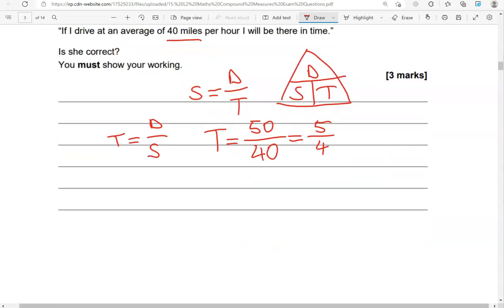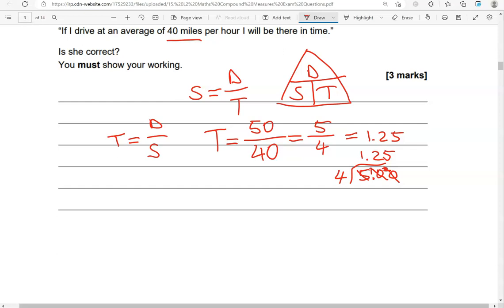So 5 quarters, that is 1.25. But if you don't know that by heart, you can just go and divide 5 by 4. So how many 4s fit into 5? That's just 1, and we have 1 remaining. Finished with the digits, so put a decimal point here and add a 0. So how many 4s into 10? That is 2 of them, because 2 times 4 is 8, so we have 2 remaining. Now we add another 0, so how many 4s into 20? That is exactly 5. So 1.25 hours.